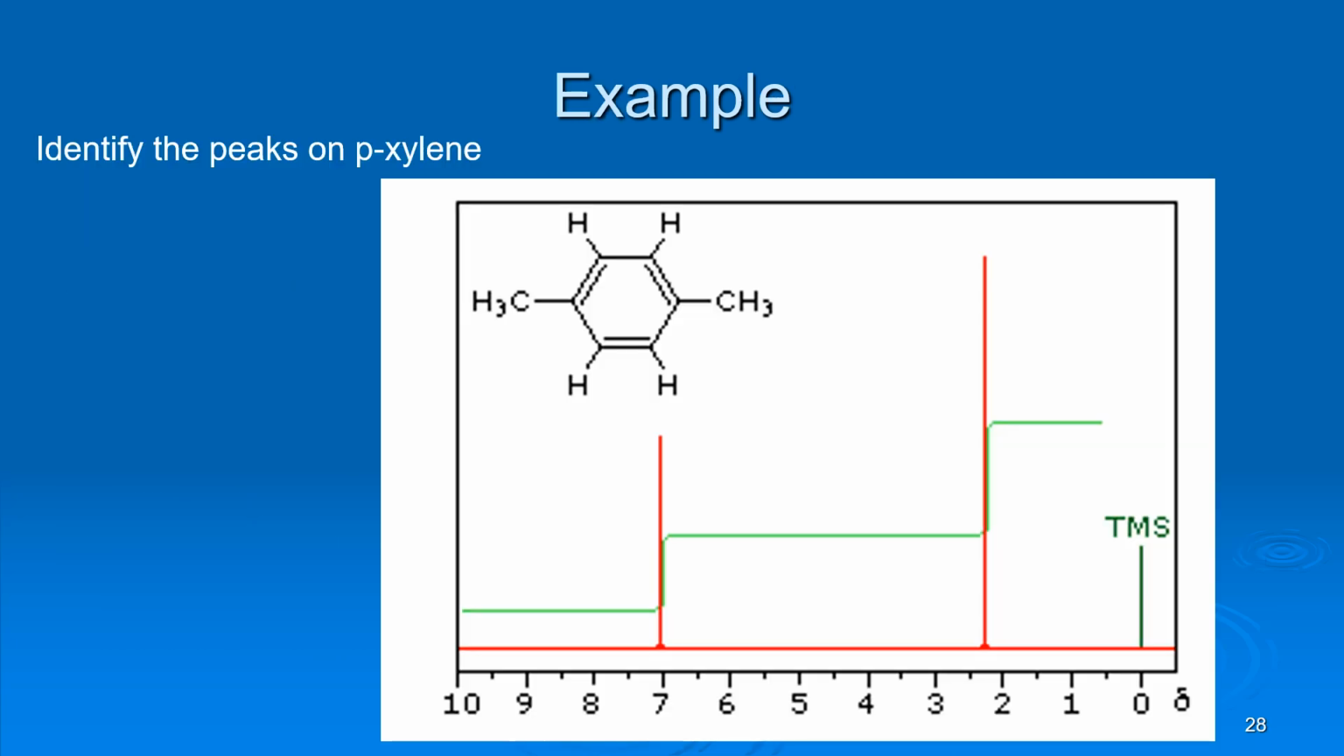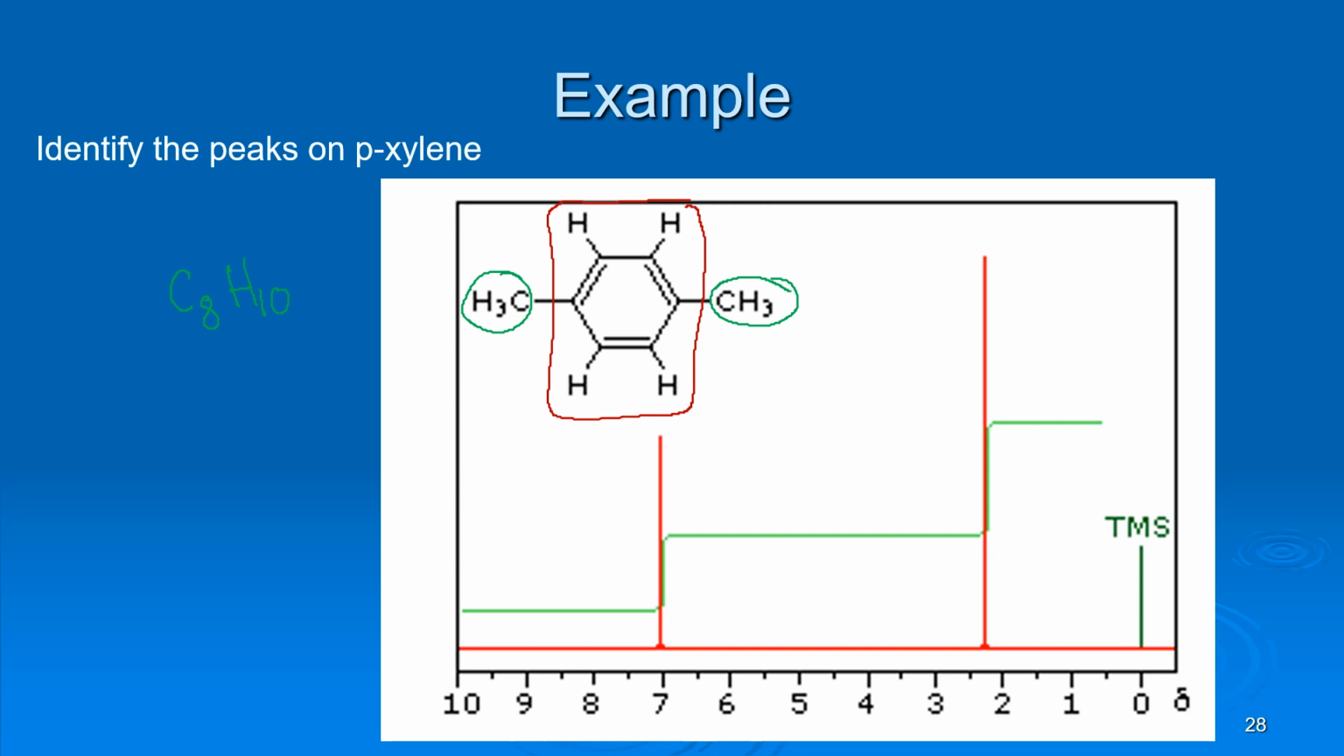All right, let's identify the peaks on p-xylene. So what we expect, let's just look at this formula. It is C8H10. And so we have the CH3 groups, and you can see due to symmetry that they're going to be the same. And then we have 4 hydrogens right here, and they're all symmetrical, so they're all going to be the same. So we've got 2 peaks, and we can see that there's 2 types of hydrogen, so that makes sense.